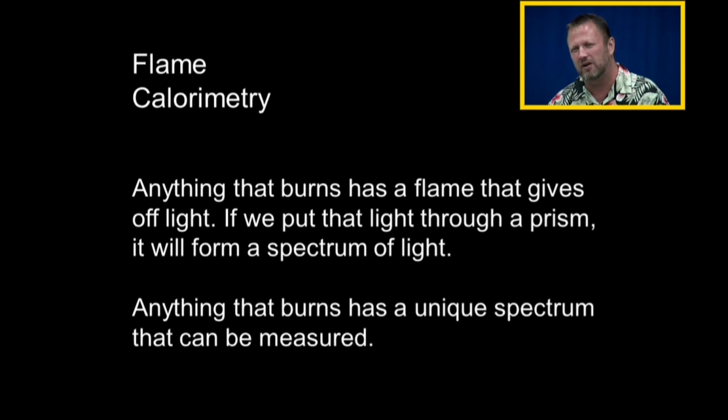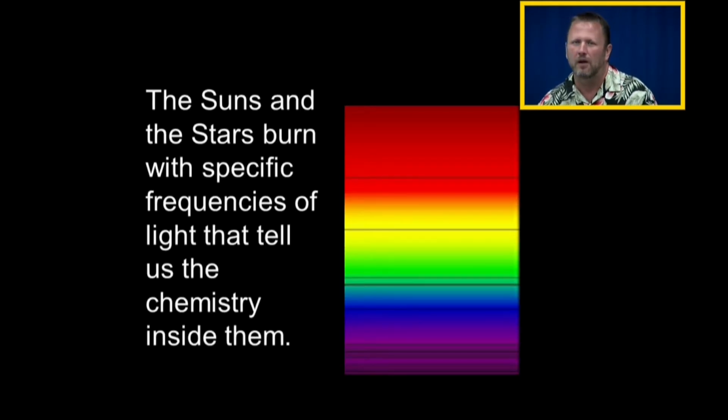We can measure that here on Earth, and we can point the telescopes out in the sky and see the same signatures coming from the stars. So anything that burns is going to have a unique spectrum of light that can be measured. The sun and the stars burn with specific frequency of light that tell us the chemistry inside of them.